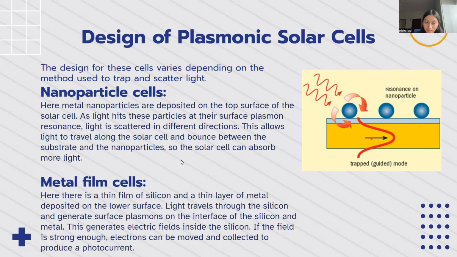Then there's metal film cells. Here there is a thin film of silicon and a thin layer of metal deposited on the lower surface. Light travels through the silicon and generates surface plasmons on the interface of the silicon and metal. This generates electric fields inside the silicon. If the field is strong enough, electrons can be moved and collected to produce a photocurrent.